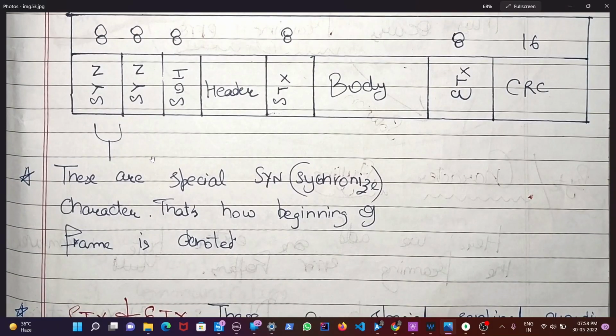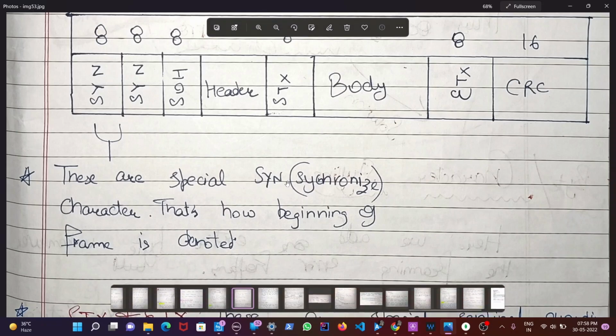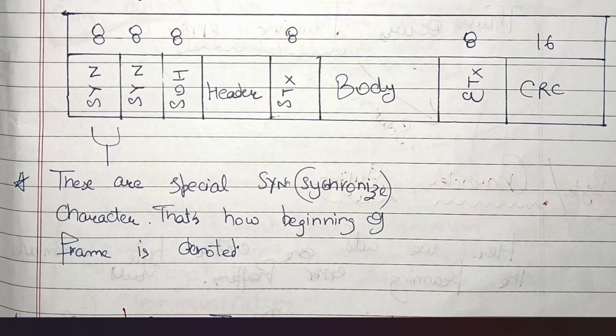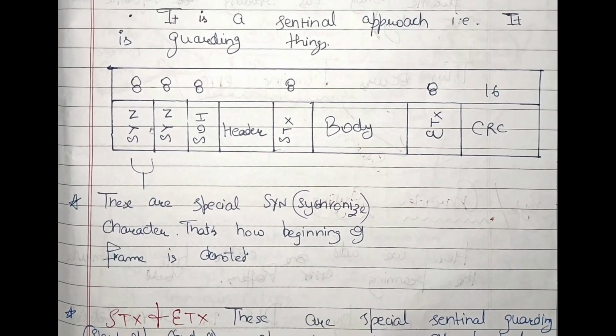Now these two synchronous characters are special synchronous characters. That's how the beginning of a frame is denoted. In this particular protocol you will note that there is no ending of frame, there is only a starting of frame. So how do you denote that the frame has ended? The answer is that when the next frame starts, these two synchronous characters will come, and when the receiver sees that another frame is starting, it will assume that the previous frame ends here and another frame starts here. This is how a frame is denoted and distinguished.